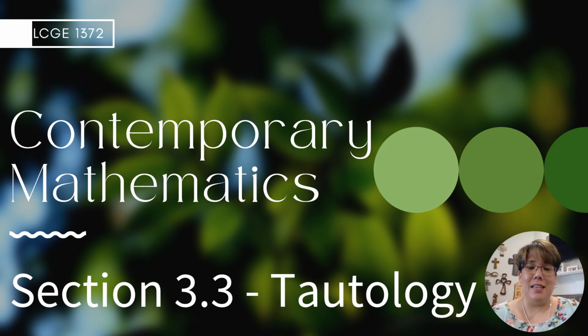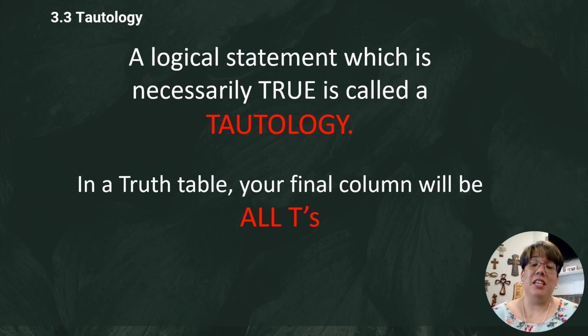We are going to look at section 3.3, and our first video is going to cover tautologies. A tautology is a logical statement which is necessarily and always true. And so whenever you're doing a truth table, what you're going to find is if it is a tautology, your last and final column is always going to be all true, like every single statement is going to be true. So let's take a look at a couple of examples.